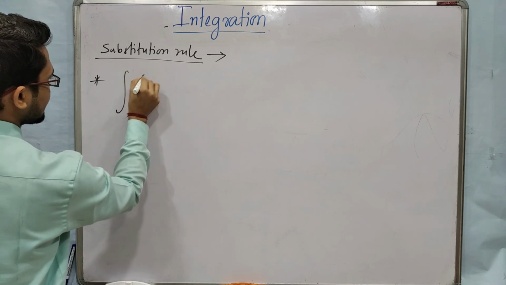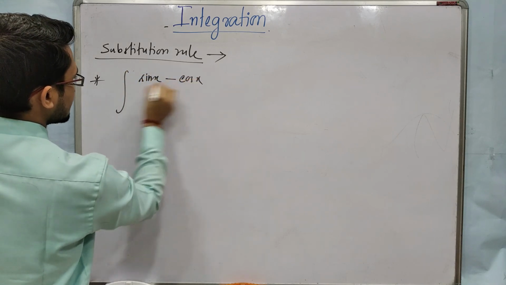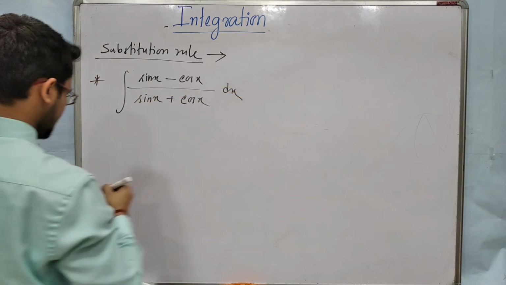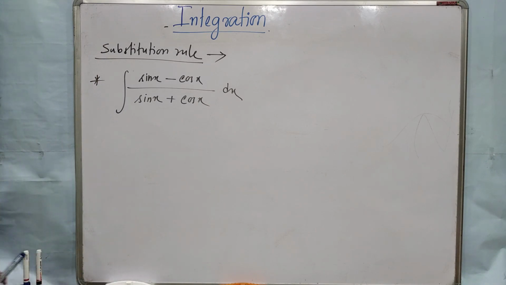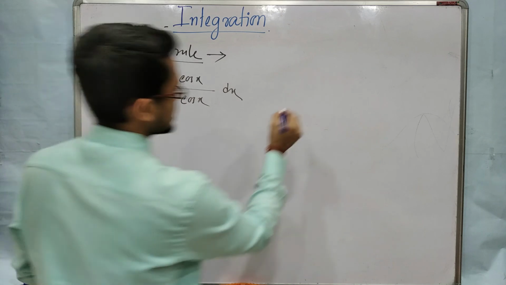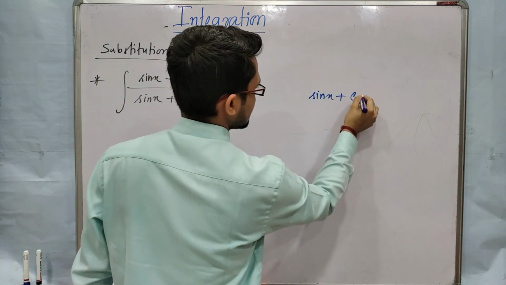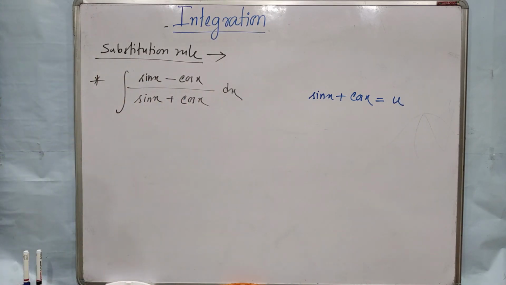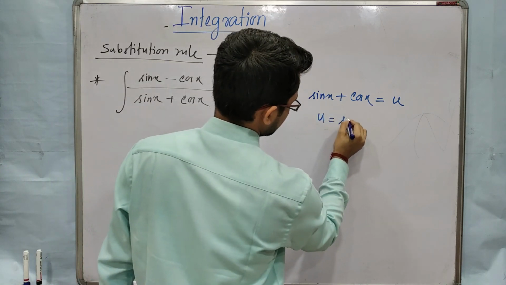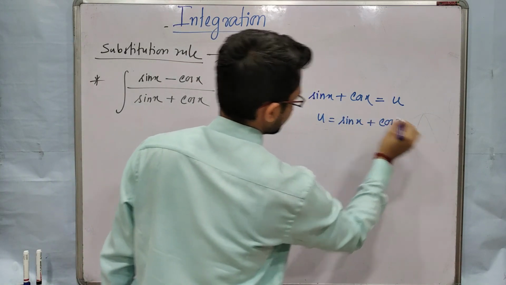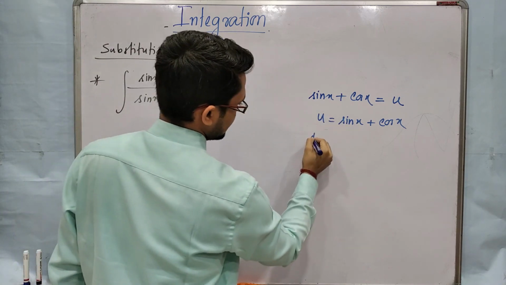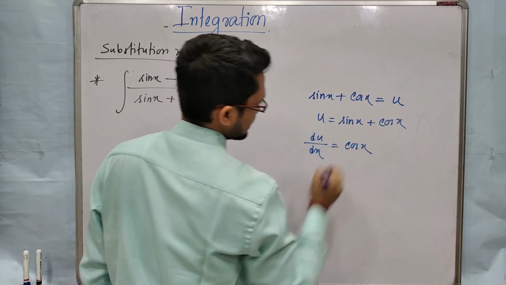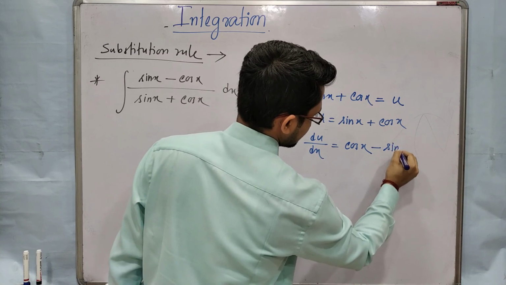Suppose integration of sin x minus cos x by sin x plus cos x dx. Here how will you integrate? Again take sin x plus cos x equal to, suppose, u. So u equal to sin x plus cos x. Now differentiate u with respect to x. So du/dx will be what? Differentiation of sin x is cos x and differentiation of cos x is minus sin x.